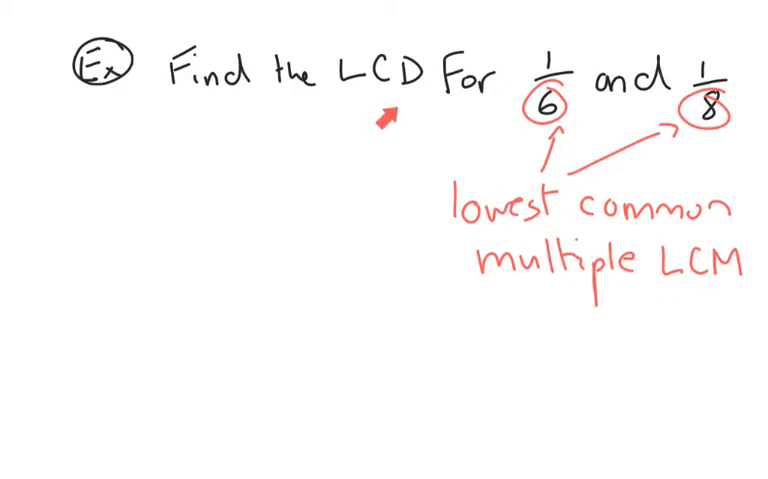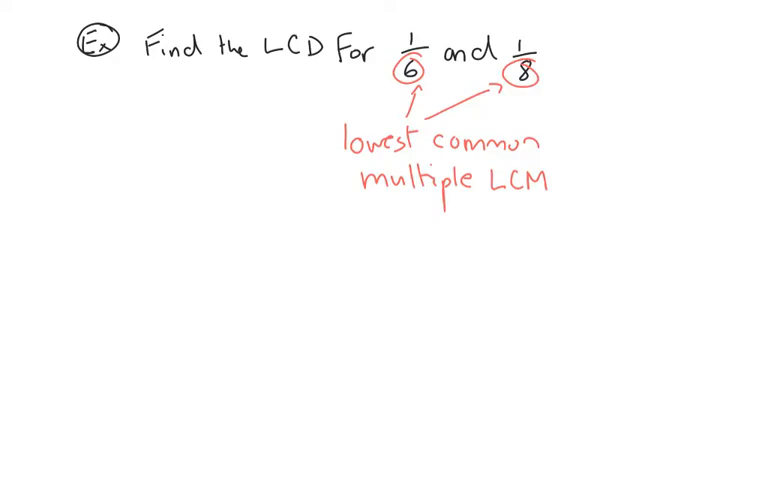So let's look at our denominators, 6 and 8. What we're going to do is start listing the multiples of these numbers. Let's start with 6. 6 plus 6 is 12. 12 plus 6 is 18. 18 plus 6 is 24. 24 plus 6 is 30. Let's stop there for now.